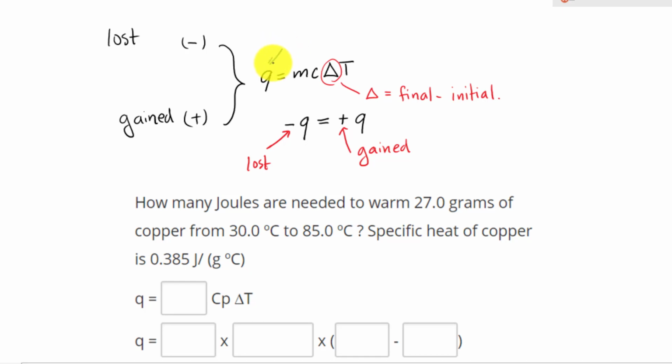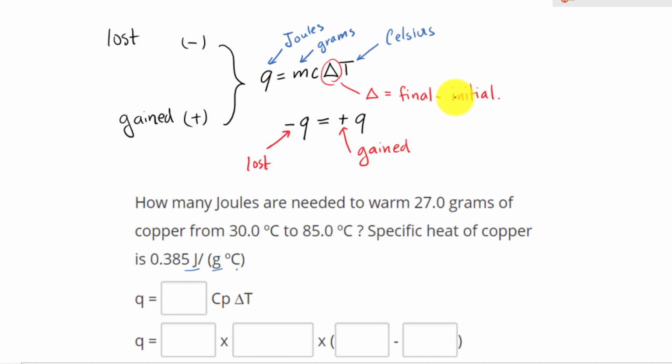Well, Q is heat, and heat is measured in joules. And m is your mass, which is in grams. And C is your specific heat capacity, which is joules over grams times Celsius. So therefore, this T right here must be in Celsius.